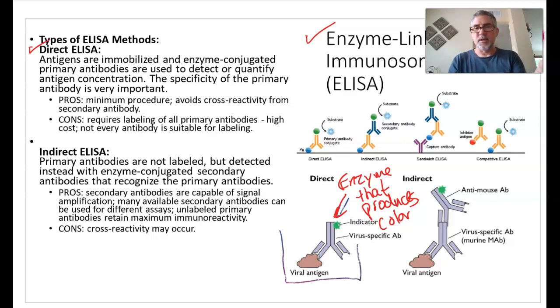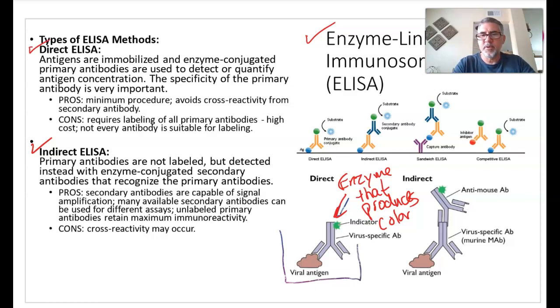And that color is going to tell me if the patient has that antigen or not. So that's called direct, and it's called direct because the antigen is read directly from the antibody. All right, so we have direct and indirect.